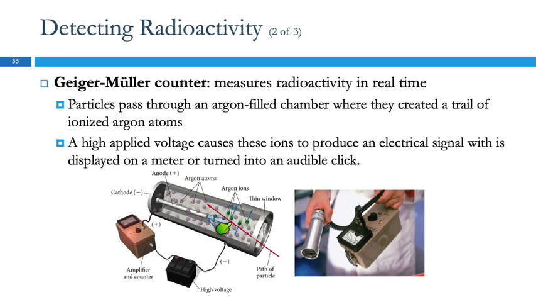As radioactive particles, ionizing radiation comes in, it will ionize some of the argon atoms into ions. And then an argon ion can carry electrons from one to the other, and so you'll see some current pass. So you measure the electrical signal, and that is generally displayed on a meter. This is an analog meter or a digital meter, and it can also be turned into an audible click, which makes it easy to quickly tell, are you getting close to radiation or not? Any questions?